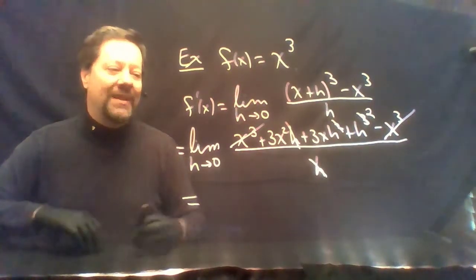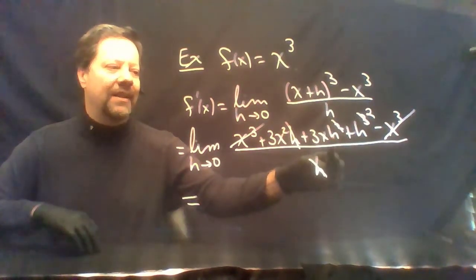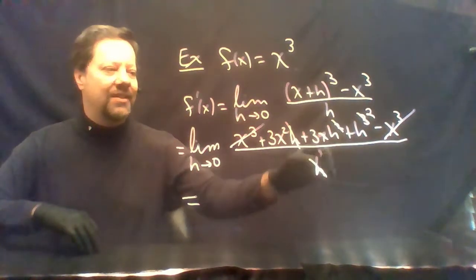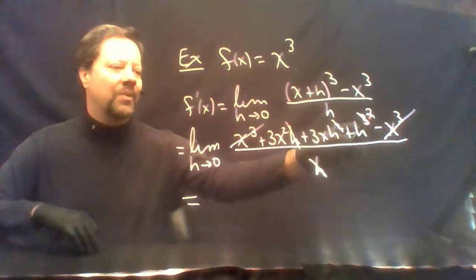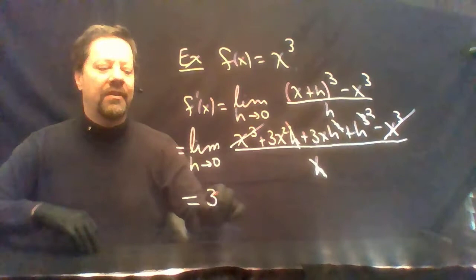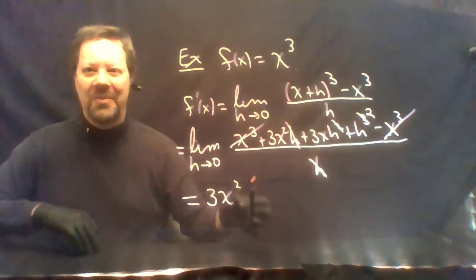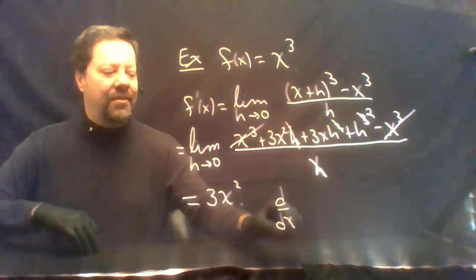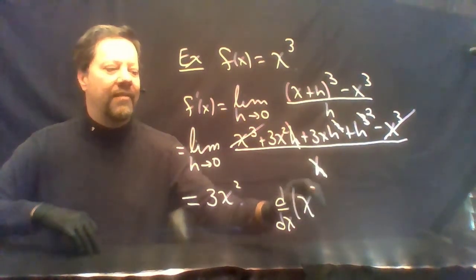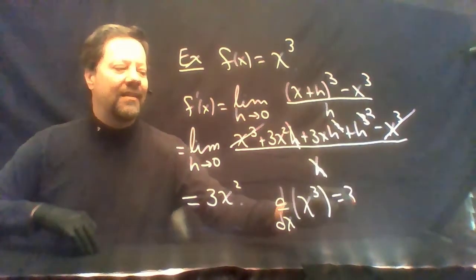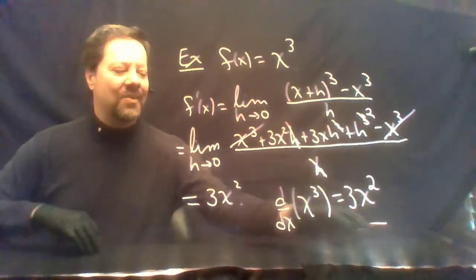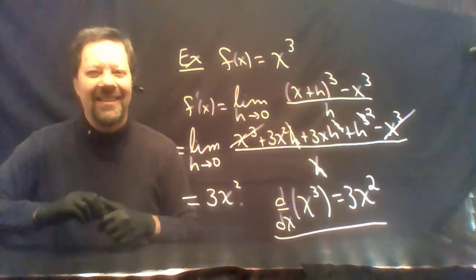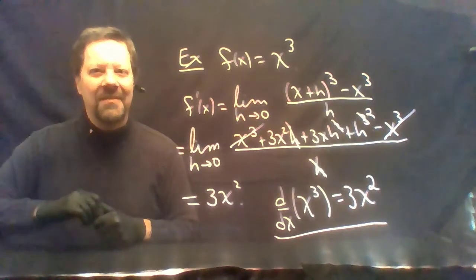Now, when we take the limit of what's left over with respect to h as h tends to 0, these other terms will go to 0 and we'll be left with 3x squared. This gives us the derivative formula. The derivative of x cubed is 3x squared. Can you make the conjecture now?